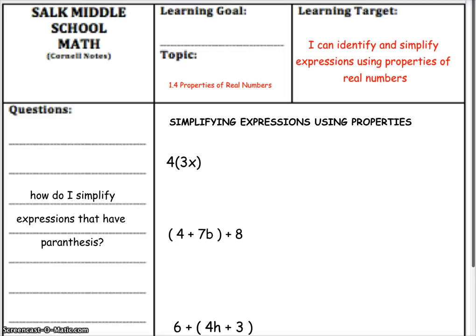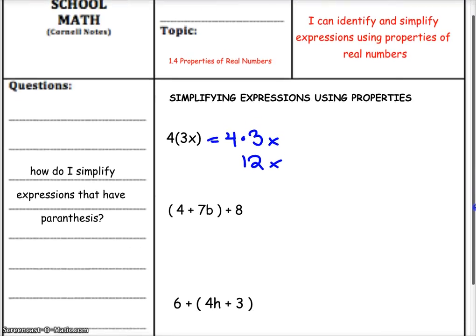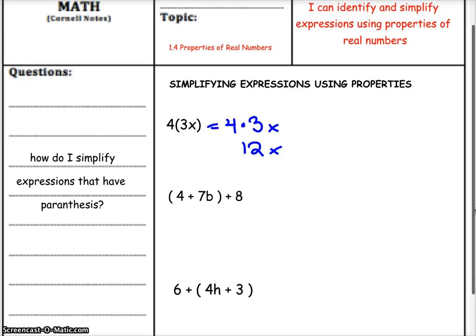All you do here, what does parentheses mean? Add, subtract, multiply, divide. Multiply. When they're sticking. So this, see how 4 is sticking to it? So this is 4 times 3, put the x there. That's it. Okay. Now is the 8 sticking to the parentheses? No. So now I can use a commutative property, or associative I mean, and rewrite it as 4 plus 8 plus 7b.